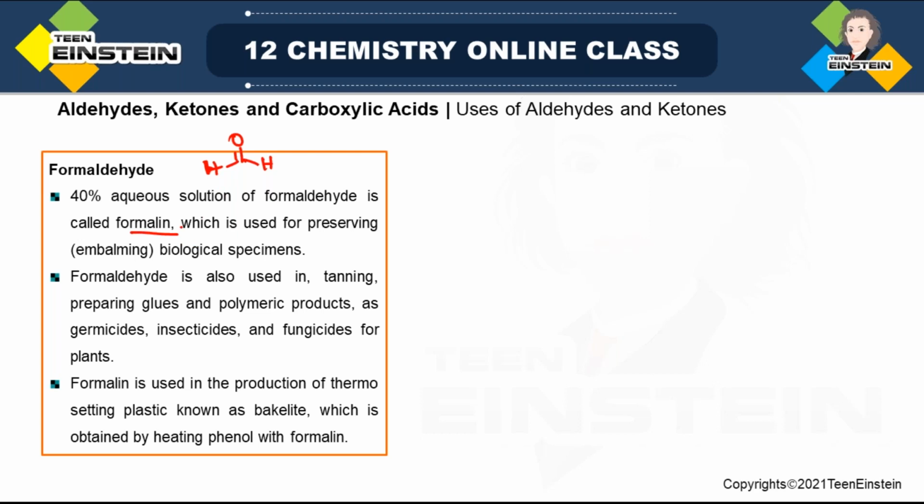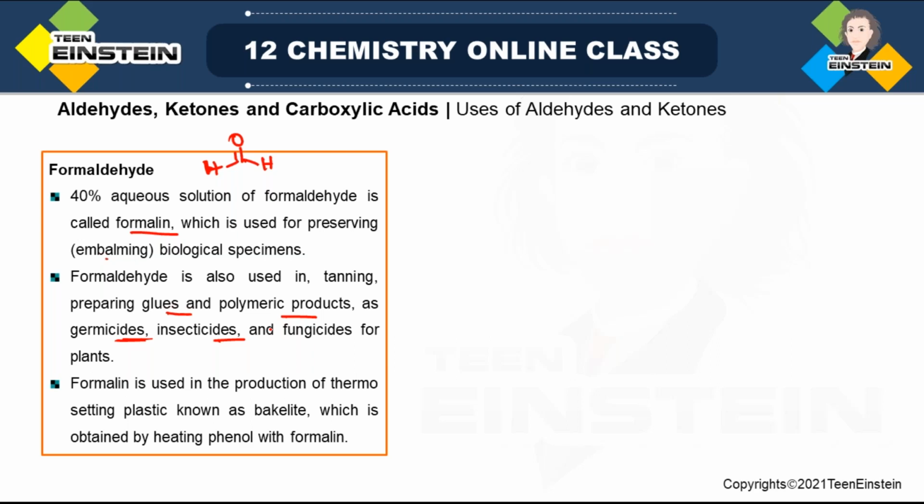Now this solution is used for preserving different biological specimens, which is also sometimes called embalming. That is, you are increasing its lifetime for preservation purposes. Then formaldehyde can also be used in tanning, preparing glues, polymeric products, and also, so huge application, germicide, insecticide, and also fungicide for plants. So if we use this solution, we can save plants from all these germs, insects, fungi, etc.